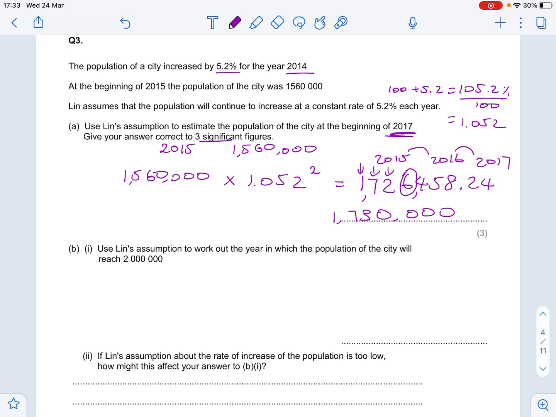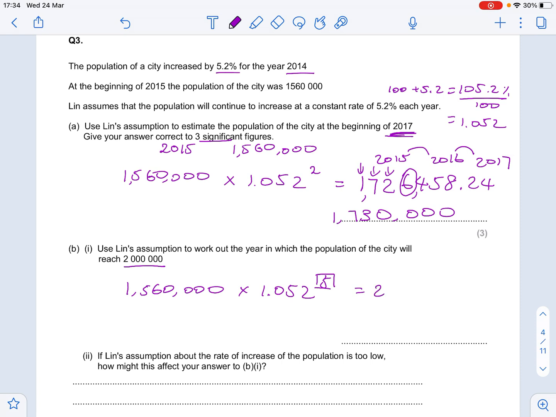Then part B, use Lin's assumption to work out the year in which the population of the city will reach 2 million. So if we know 2015, we have 1,560,000 multiplied by 1.052. Basically, we want to find out how many years after it will exceed 2 million. So we're just going to try some numbers. So I'm going to try 5.